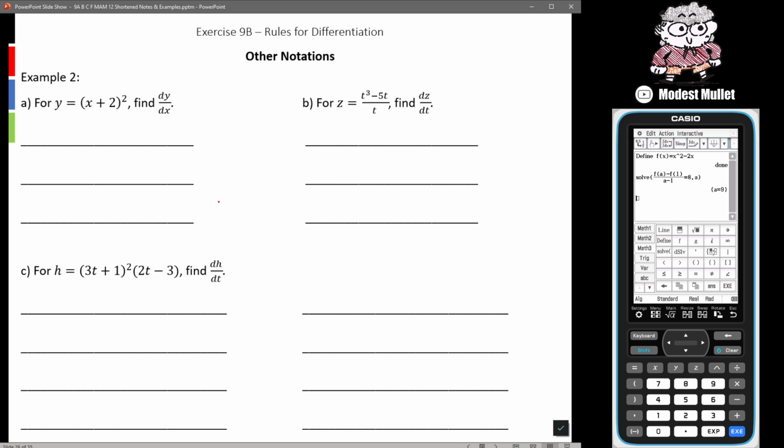Right, just some practicing using other notations. So we're told y is equal to x plus 2 all squared. Find dy dx. Now, we haven't taught you a way to solve this as it is or differentiate it as it is. So at the moment we need to expand that. So y is equal to x squared plus 4x plus 4, expanding out the brackets, not forgetting this middle term, so people forget. So it follows on that dy dx is equal to 2x plus 4.